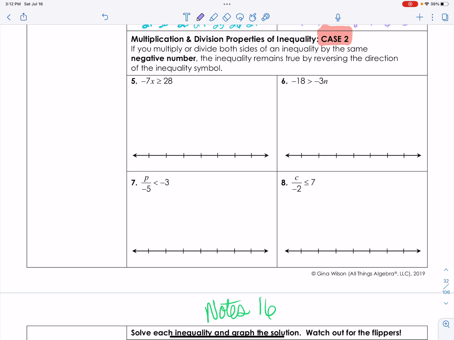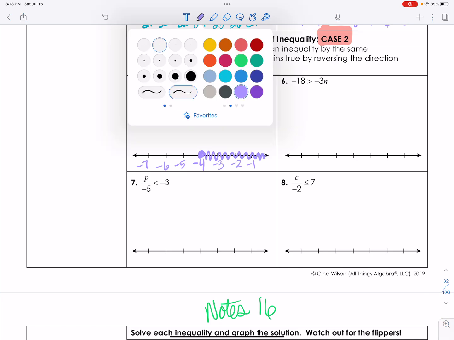Okay, so if I do case 2, if I divide by a -7, don't write this down. I just want you to watch for a second. Just watch. Please just watch. If I do what I've been doing and I divide by a -7, okay, that's a -4, -3, -2, -1, -5, -6, -7, right? And so I would have a circle here and I'm going this direction.